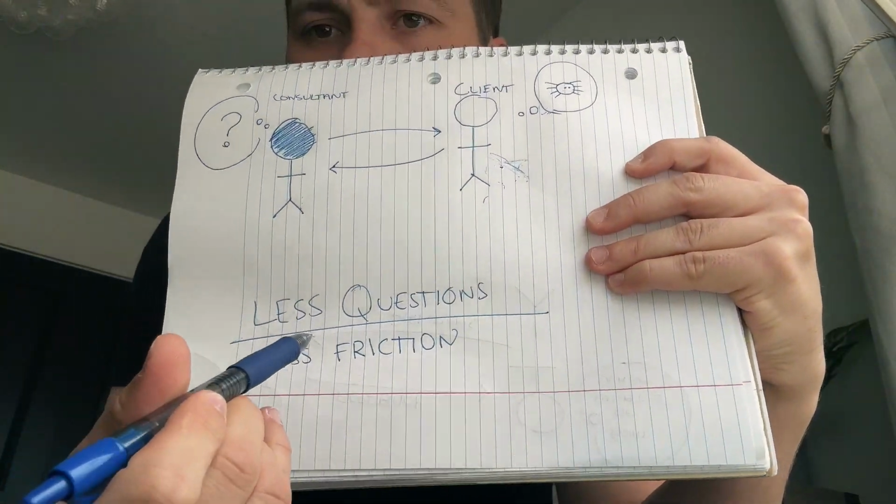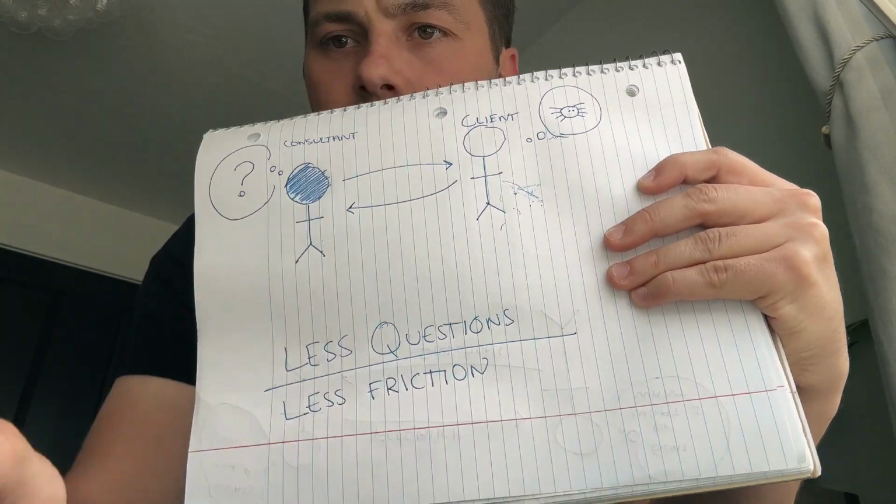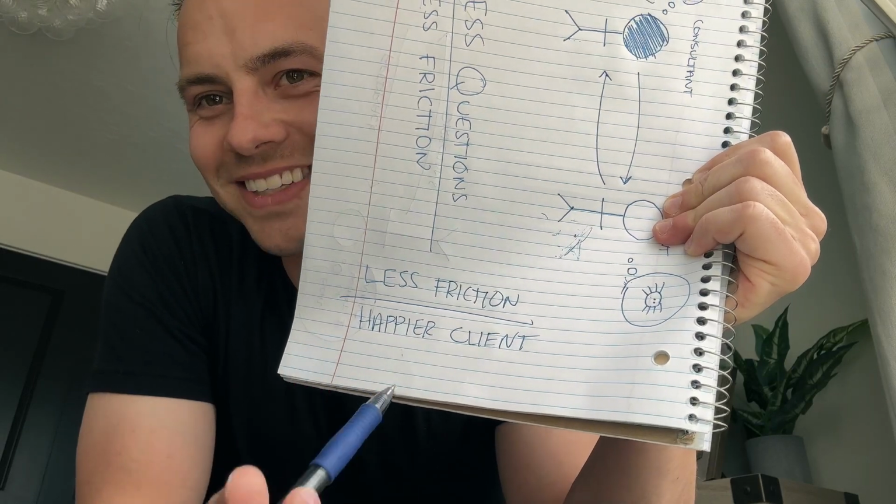This is kind of the motto. Less questions, less friction. Less friction, happier client. So the trouble you have with it is it does come off as a little bit unfair, right? A lot of the time as a consultant, you're dealing with a VP of sales or CEO or some kind of C-suite person, and you feel like they should be better at communicating these things to you. So you don't have to ask all the questions and it's not on you to know every single thing.